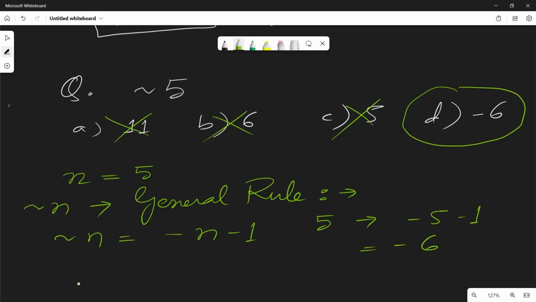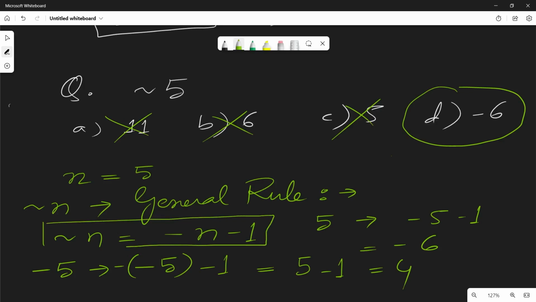Okay, but one more scenario I'll give you. Suppose the number itself is minus 5, then what will you write? It will be minus of minus 5 minus 1. That is, minus of minus 5 is plus 5, right? It will be 5 minus 1, that is 4. Okay, so this is the general formula, guys. Please remember this. For MCQ rounds, you have to follow this one only. You cannot take the theoretical one. So if you get the theoretical one, just remember it like this.